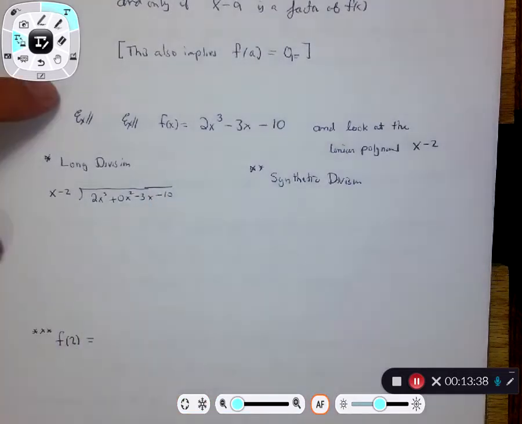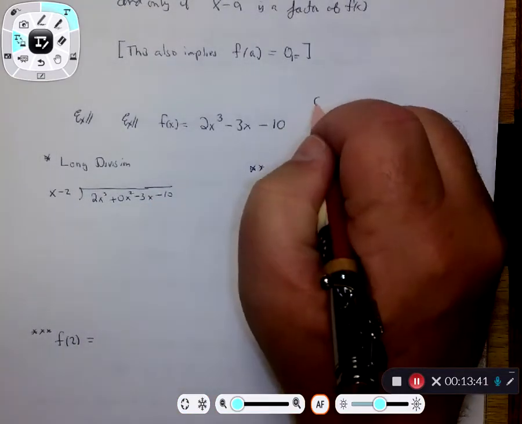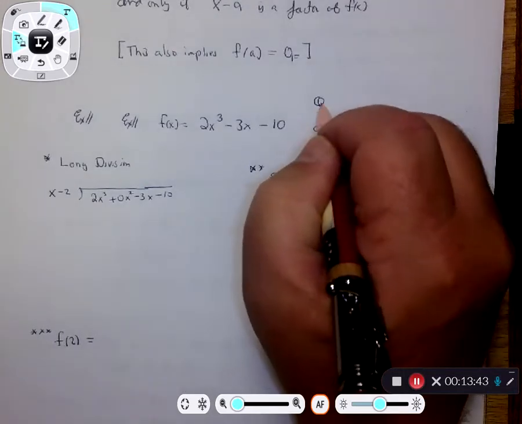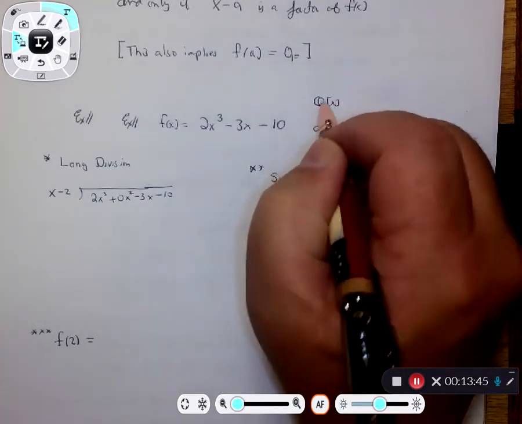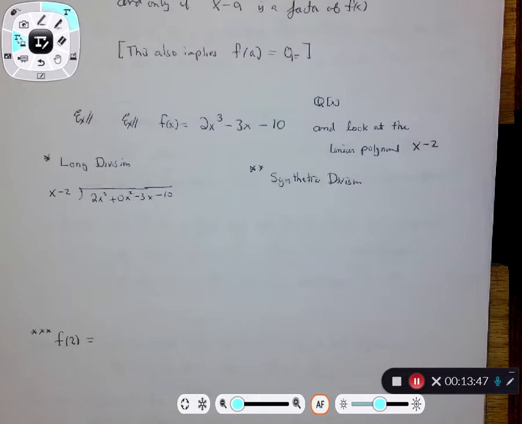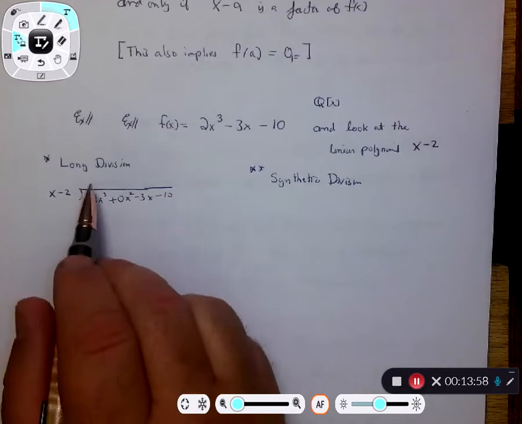Now, in this example, I should have told you that the field is going to be the rationals adjoined x. So, integers divided by integers, that's a field. The rationals are a field. So, my numbers have to come from the rationals. Those are my field elements. So, let's do the long division.